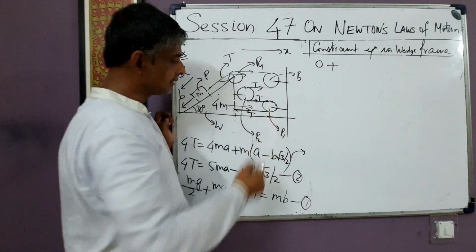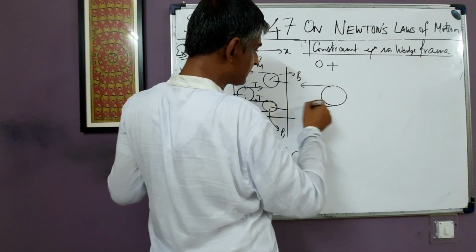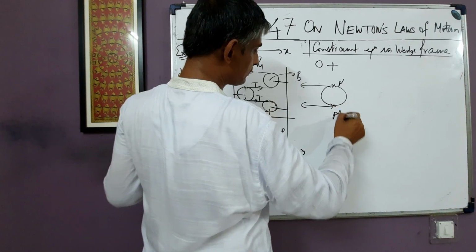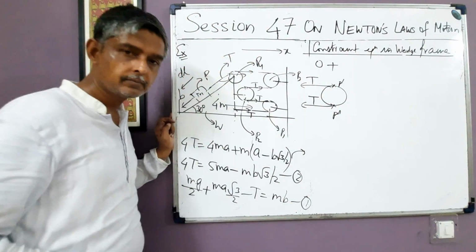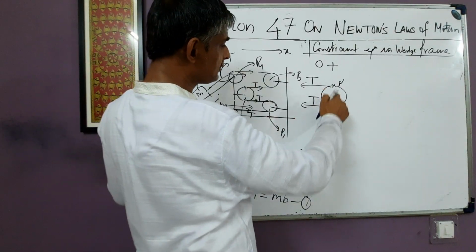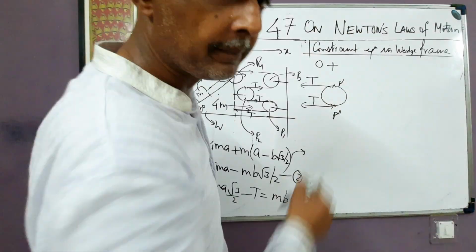Now take this pulley P1. If you take this pulley P1, effectively string acts at 2 points of P1, at its highest point P dash and lowest point P double dash. String exerts tension T in leftward direction. Alright, fine. Now we have to take the displacement of these 2 points as seen from wedge, because we are acting on the constraint equation in wedge frame.